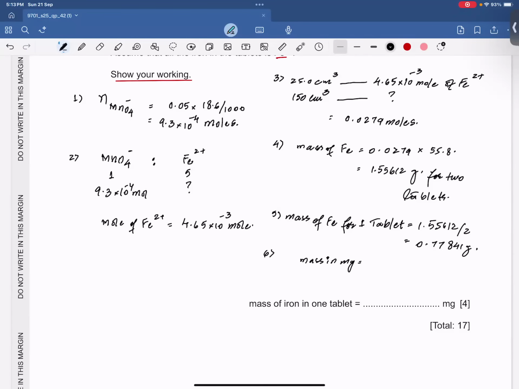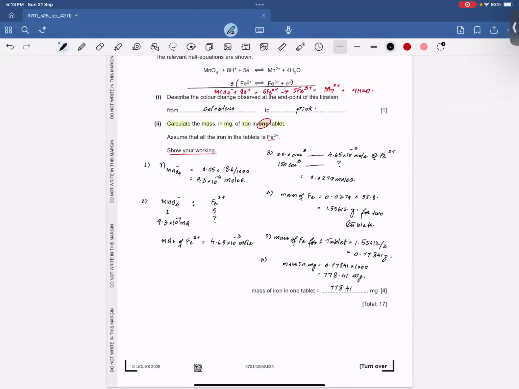Mass in milligram. So it's basically 0.77841 into 1000. So it's going to be 778.41 milligram. Okay. I hope it makes sense to you. That's the end of the second question. I'll start with the third one.